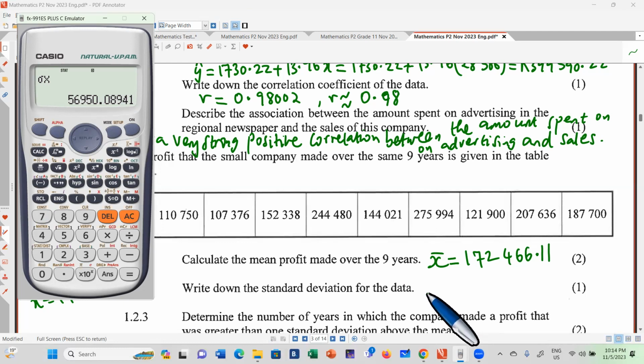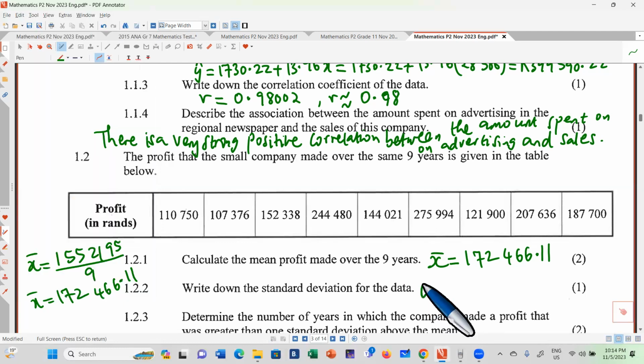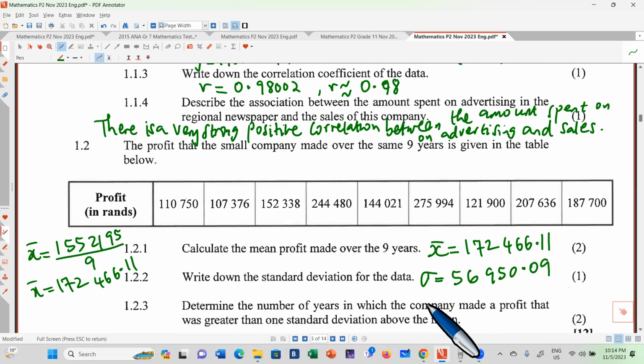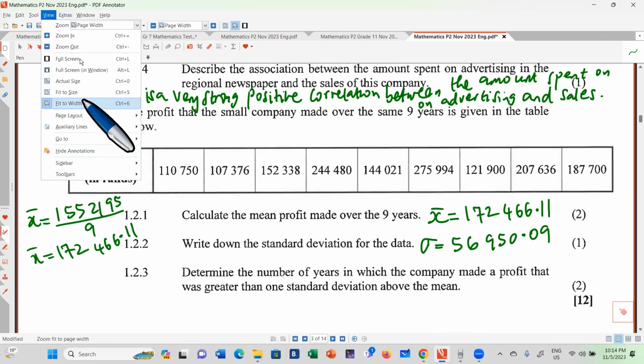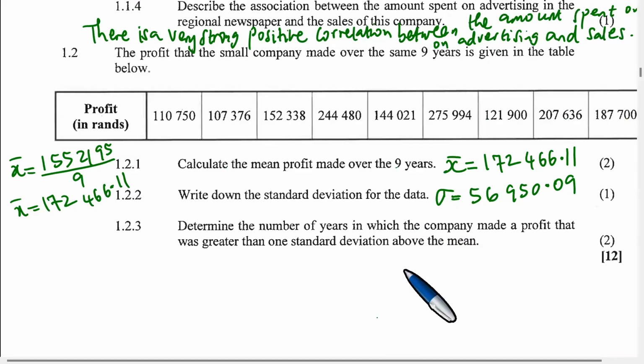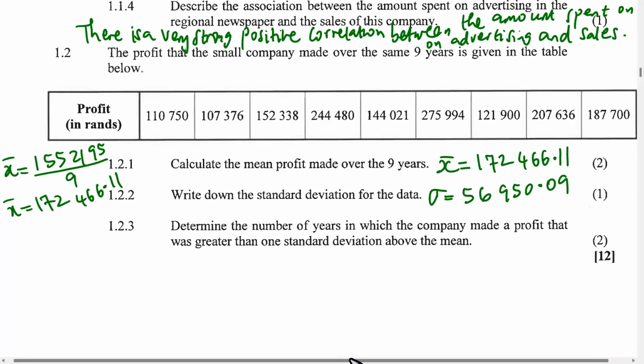So the standard deviation is written normally as sigma. We call this sigma. We have seen that. So it is 56,950.09. So that is the standard deviation. Then after we got the standard deviation, then we pretty much are done with the calculations, calculator usage. So we already have 100% in the exam, and therefore we are delighted.